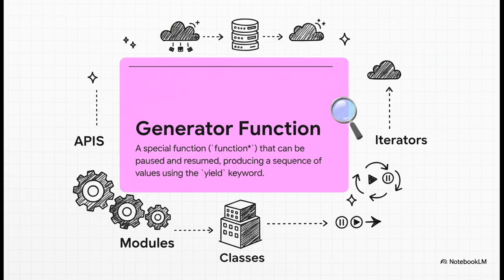Now, generators take this whole idea and kick it up a notch. They're special functions, you can spot them by the little asterisk, that can be exited and then re-entered later. All of their context, all their variables are saved across those re-entrances. The magic word here is yield, which pauses the function and sends a value back to whoever called it. They are incredibly powerful for managing complex, asynchronous flows.